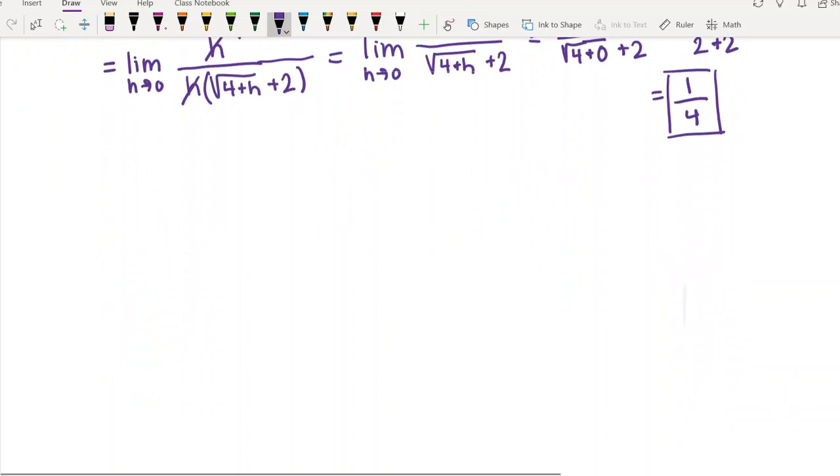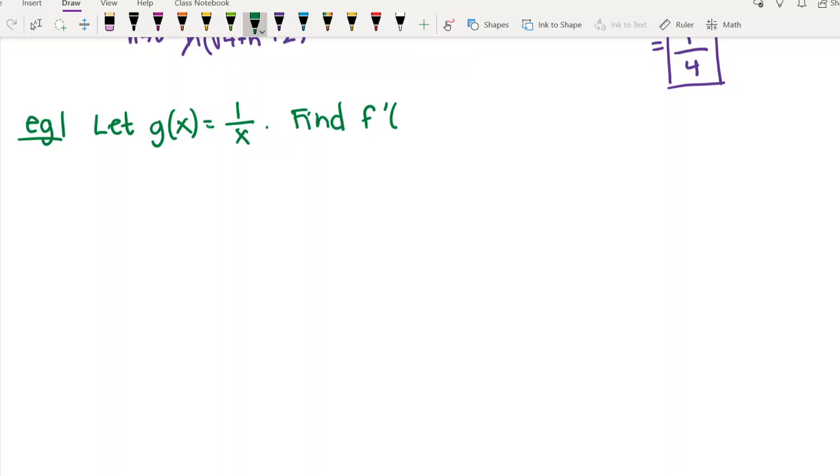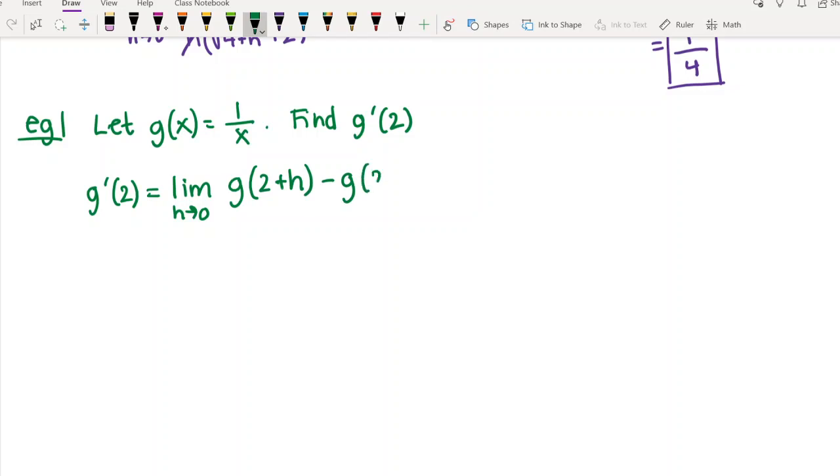All right, let's do another example that will bring up another method. Let's let g of x equal 1 over x, and let's find g prime of 2. So g prime of 2 is going to be equal to the limit as h approaches 0 of g of 2 plus h minus g of 2, all divided by h. So going back to that same definition above, just putting in 2 for our a.